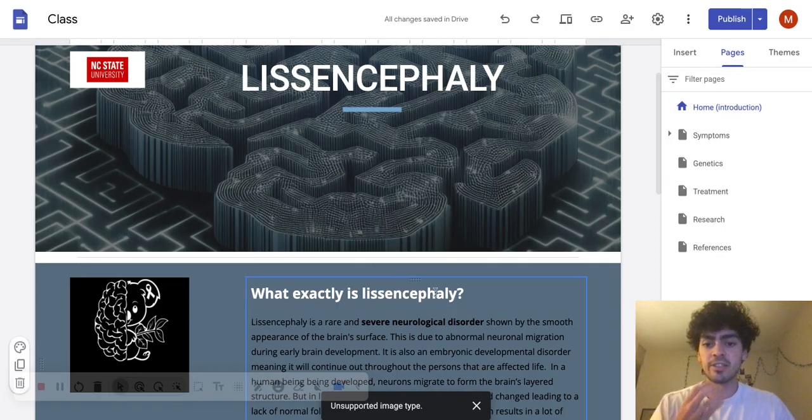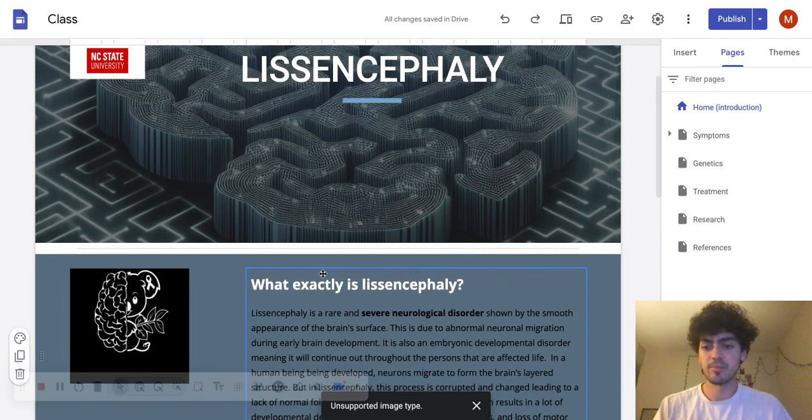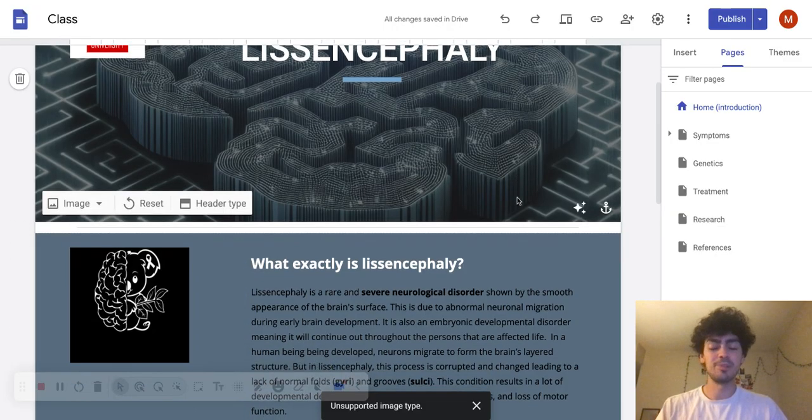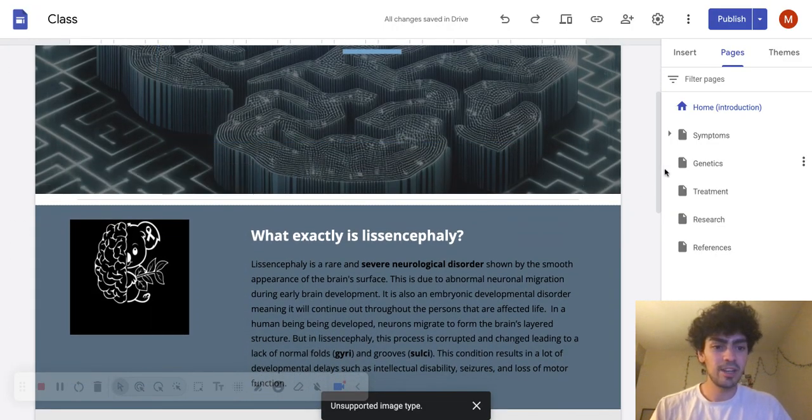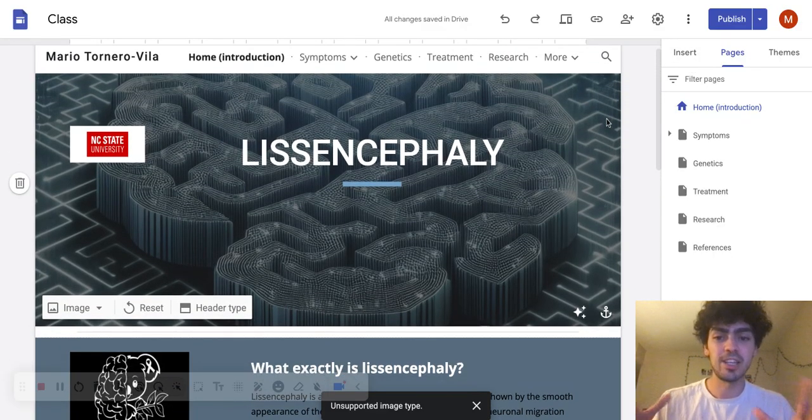I did it on lissencephaly, mainly because I'm most interested in neurology. So basically, how I wanted to lay it out was the introduction page.